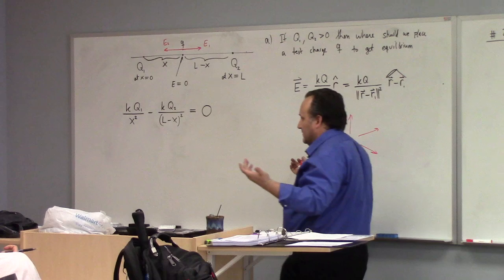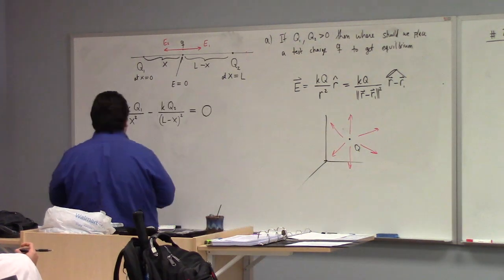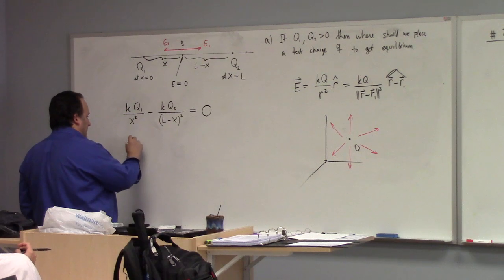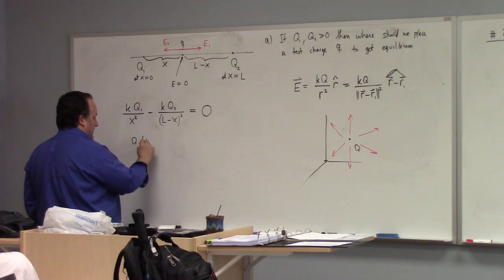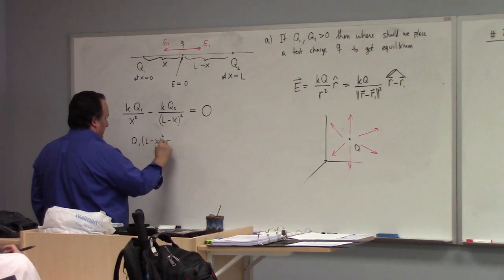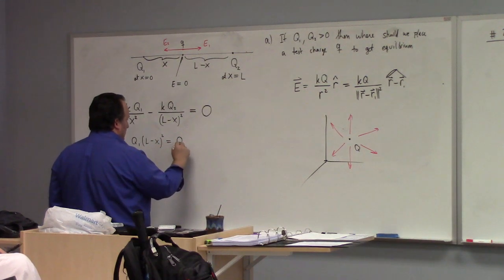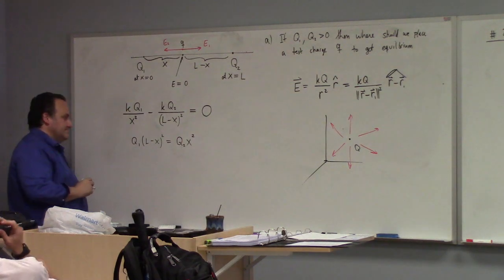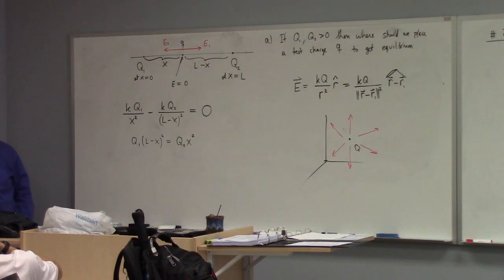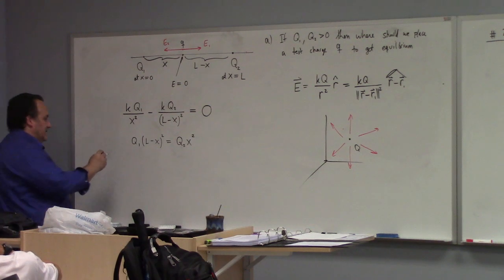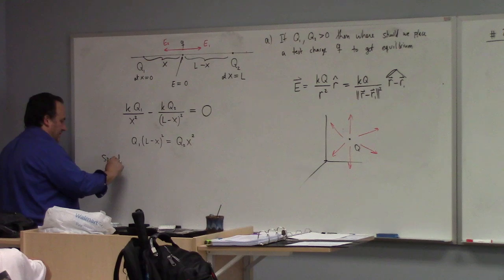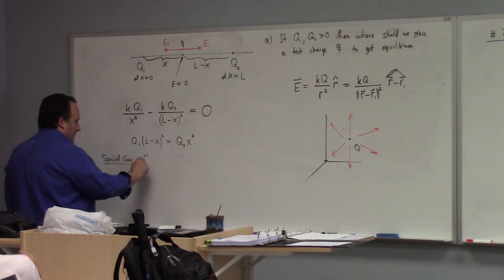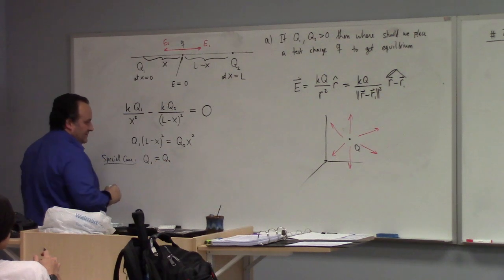Cancel the k's, right? And what are you up against? Something like Q1 times (L minus x) squared equals Q2 times x squared. All right? And that's a quadratic equation in x and L and the q's. If you were given specific values of the q's, you could solve it. Let's look at a special case we can definitely solve, a special case that makes this easy: Q1 equals Q2, right?